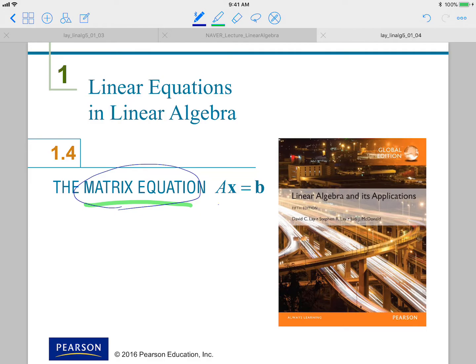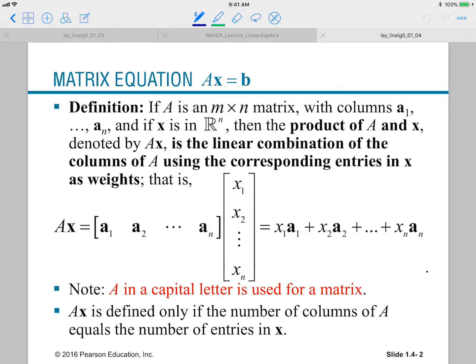So now, we can understand what this matrix equation is, right? It's nothing but simplifying our vector equation into this matrix times vector form. So that's it. And in terms of the notation, the capital letters represent a matrix, and the boldface lowercase represents a vector.